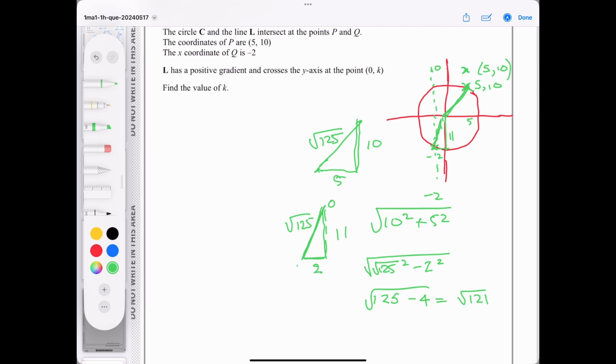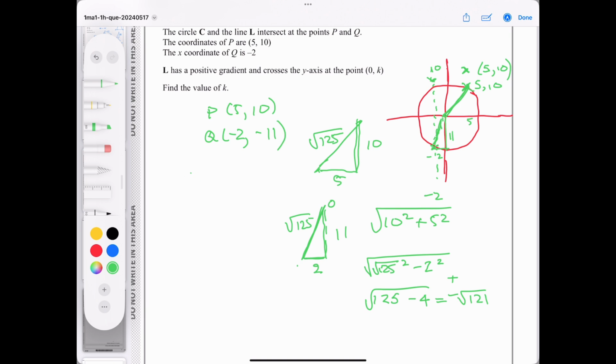Now we have 2 points. We found P is 5, 10. Q is minus 2, and it's also, is it 11? Because it could be plus or minus 11. So it's minus 11, because otherwise that doesn't work, because that would put it there, and that's not a positive gradient. So let's go minus 11.